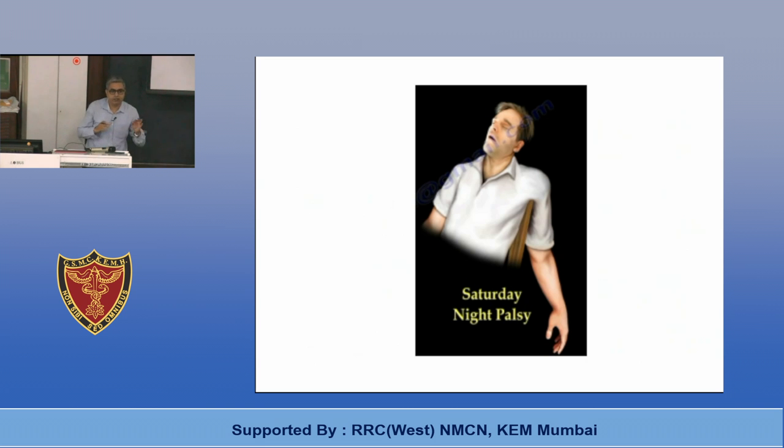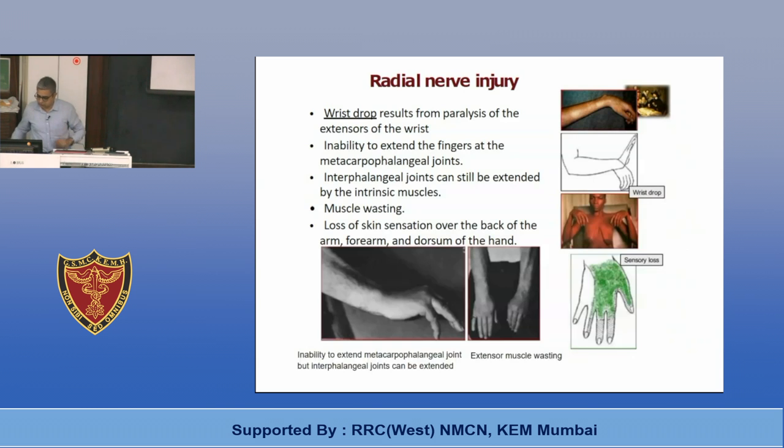So they often ask in MCQ, where does the wrist drop occur? At which level does the wrist drop occur? Okay, because of preservation of extensor carpi radialis longus, the wrist drop will not occur if there is a distal injury. It's all things you already covered. So this is all about the nerves.